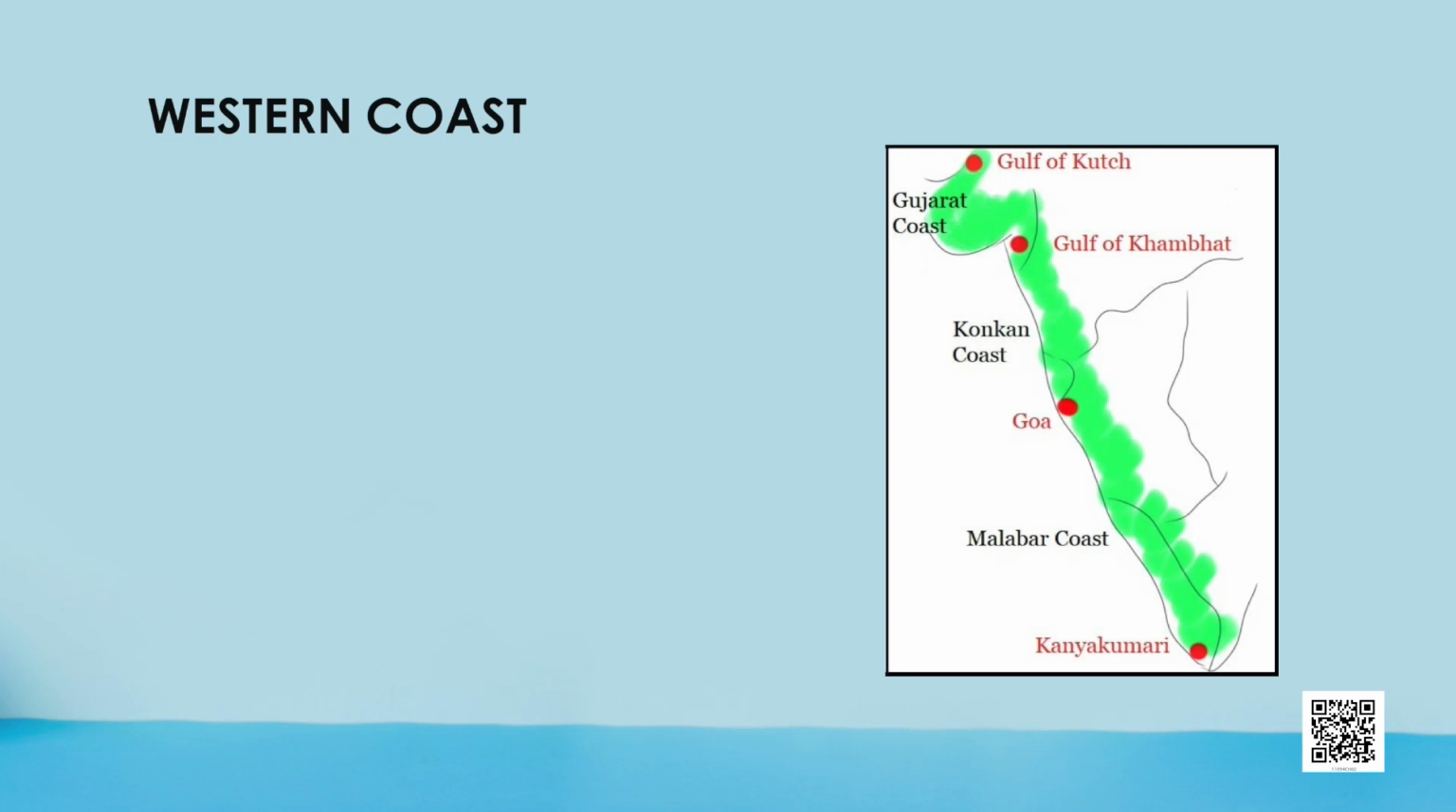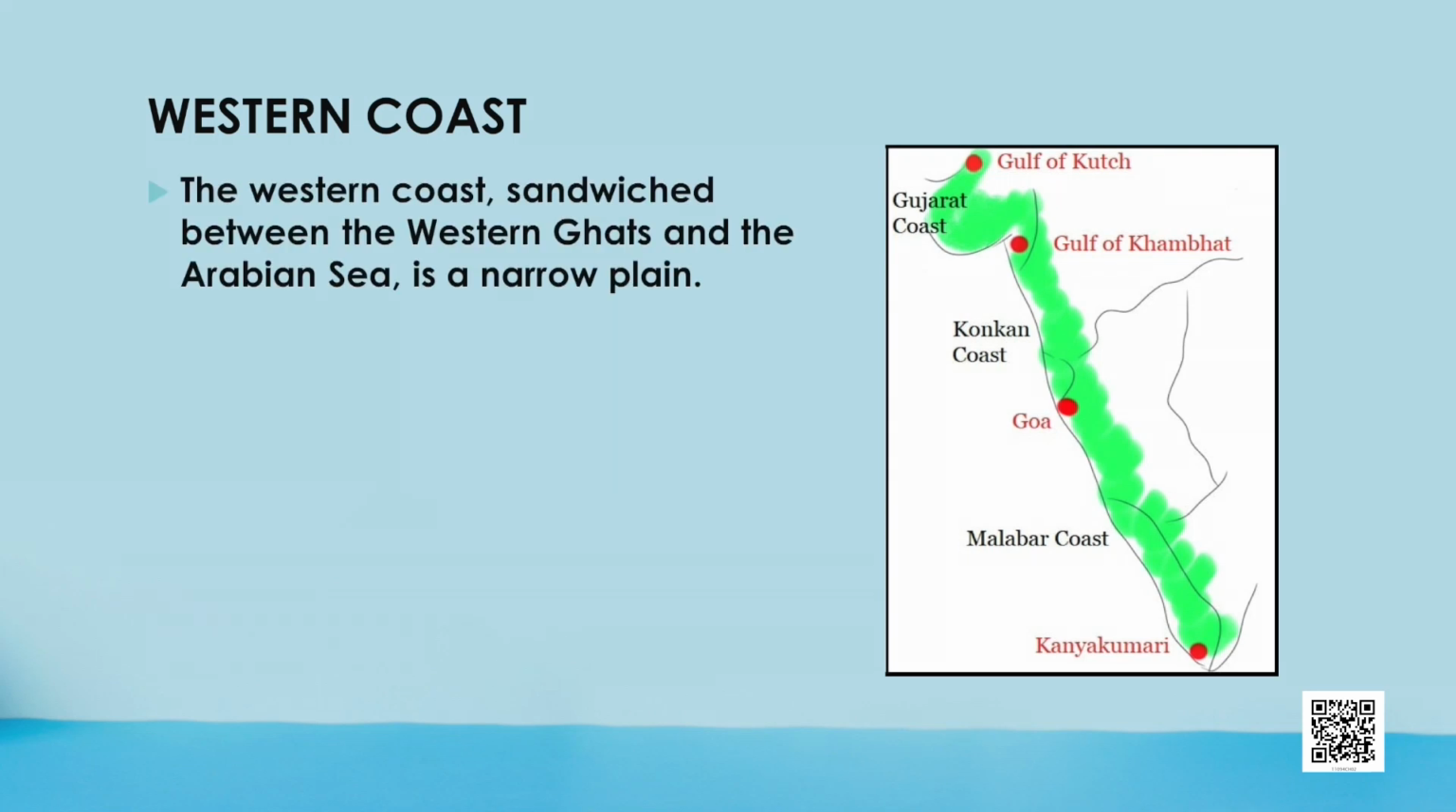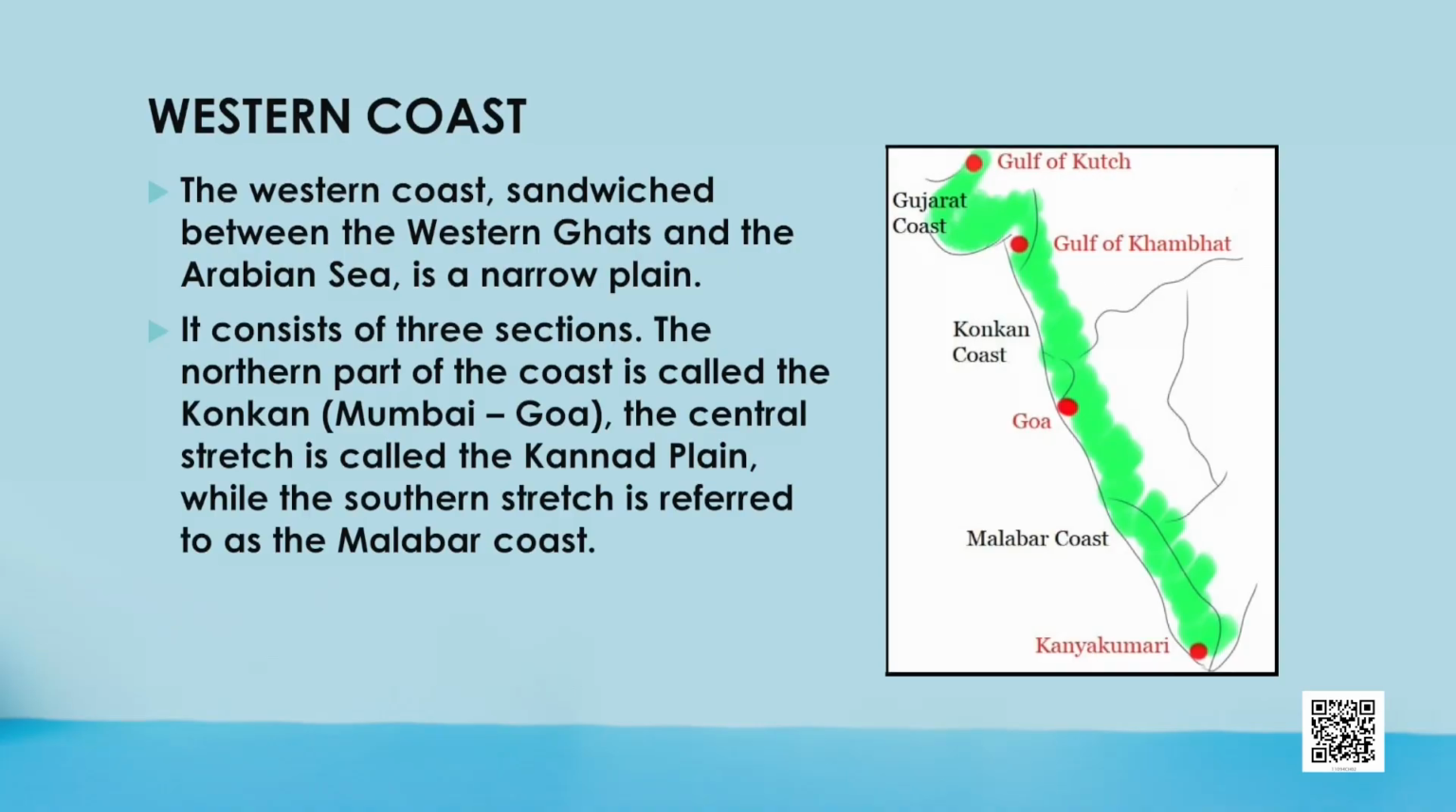Now, let us talk about the western coast. The western coast is sandwiched between the Western Ghats and the Arabian Sea. It is a narrow coastal plain, not very wide like the eastern coast. It consists of three sections: Konkan in the north, the central stretch known as Kannada coast, and the southern stretch referred to as Malabar coast.